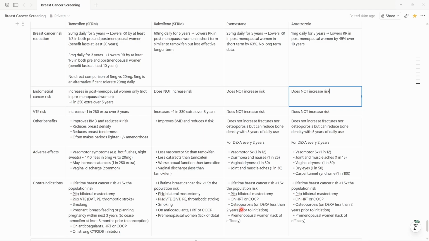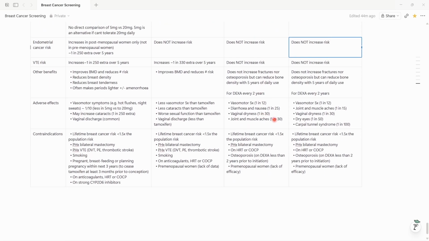If they have a history of osteoporosis on a DEXA scan, with the result being less than 2 years prior to starting these medications, we should not start them, because it can worsen their bone mineral density. And if they are premenopausal, there is a lack of effectiveness for exemestane and anastrozole in reducing breast cancer risk.